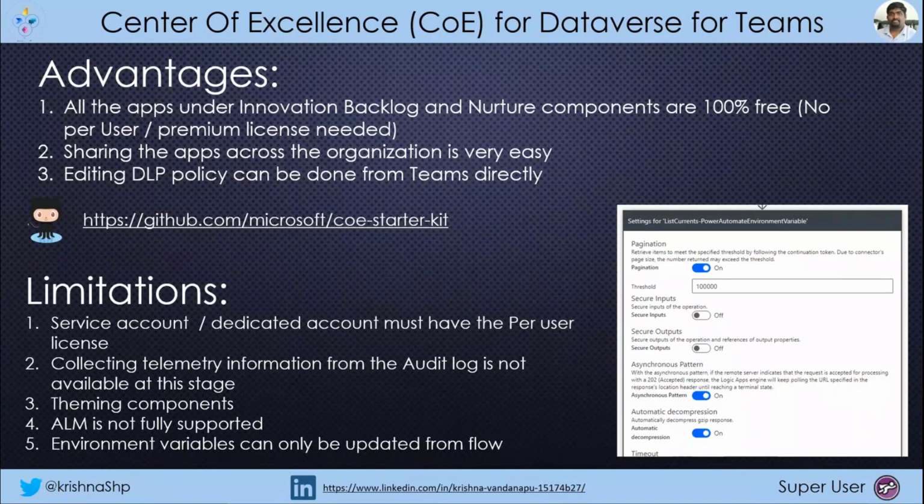Big hats off to the PowerCat team for answering all the questions. Coming to the limitations: the COE must have a power user license. The reason is all the flows have been configured with the pagination threshold as 100K. That is the only reason you have to have a per app license. If you want to avoid that, you can edit the flow and change the threshold limit, which is not recommended.